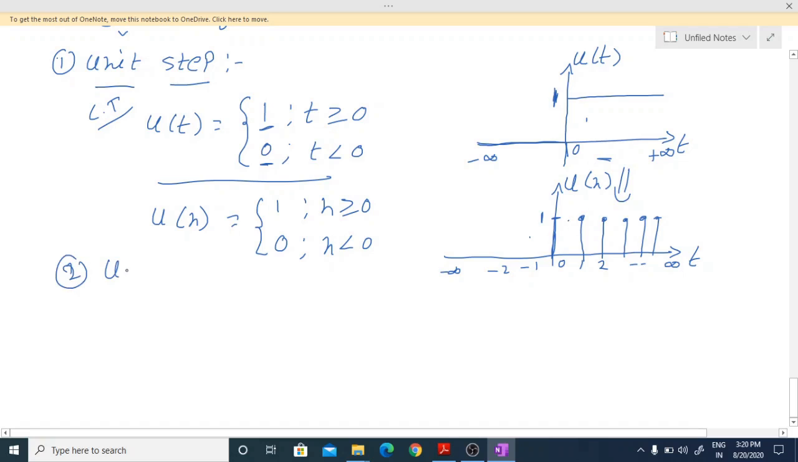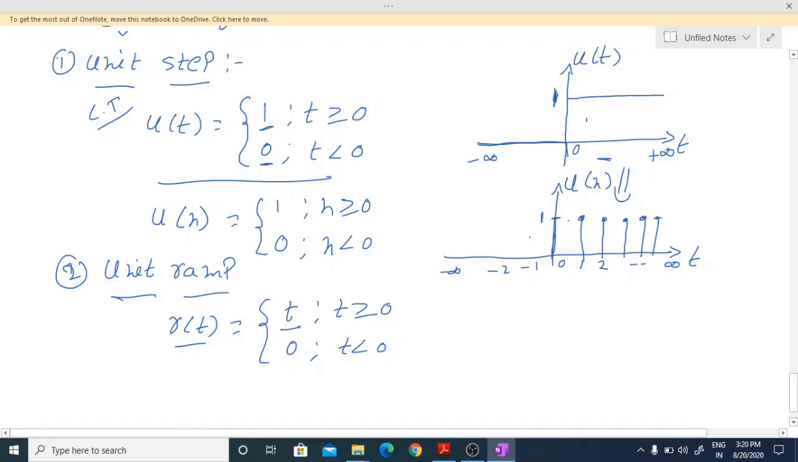The second one is unit ramp signal. This unit ramp signal is defined with r of t. r of t is equal to t for t greater than or equal to 0, and 0 if t is less than 0. So what this means is that the ramp signal amplitude is the same value t if t is greater than or equal to 0. For t less than 0, the corresponding amplitude is 0.